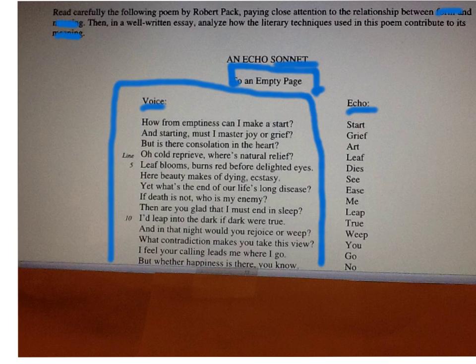See this. Yet what's the end of our life's long disease? Ease. When we die, we're in ease, we're resting. If death is not, who is my enemy? Me. So we are sometimes our own worst enemies.